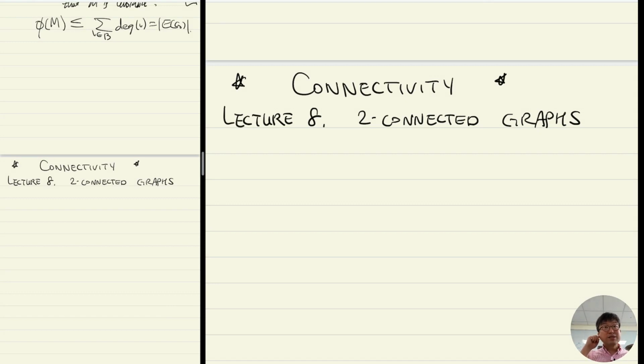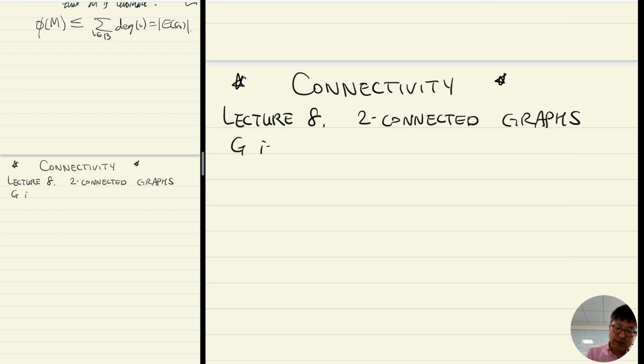Right, in the previous lecture we covered everything about matchings. From this lecture we will talk about connectivity, and the first topic is to review the things that we did in the discrete math course on connected graphs. But let's begin with the definition of k-connected graphs.